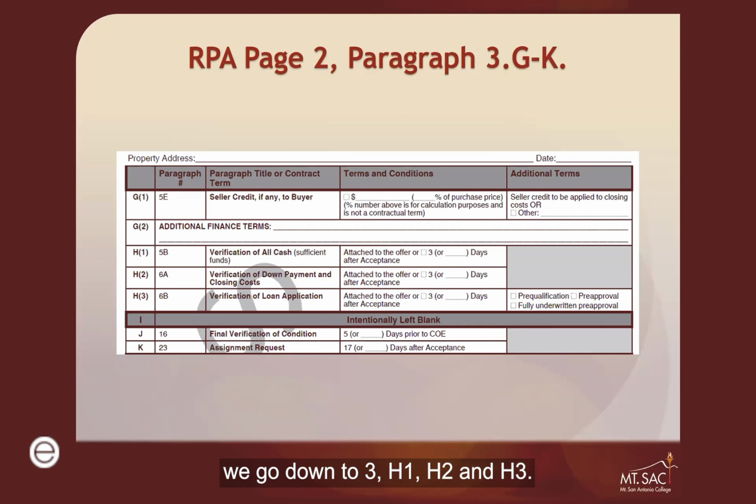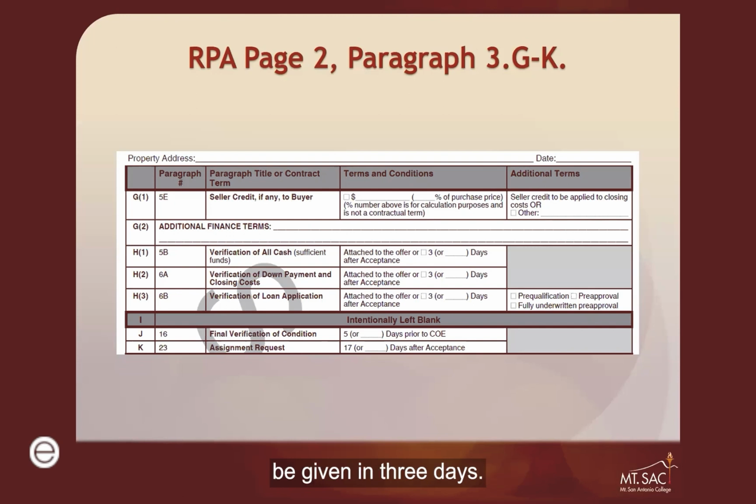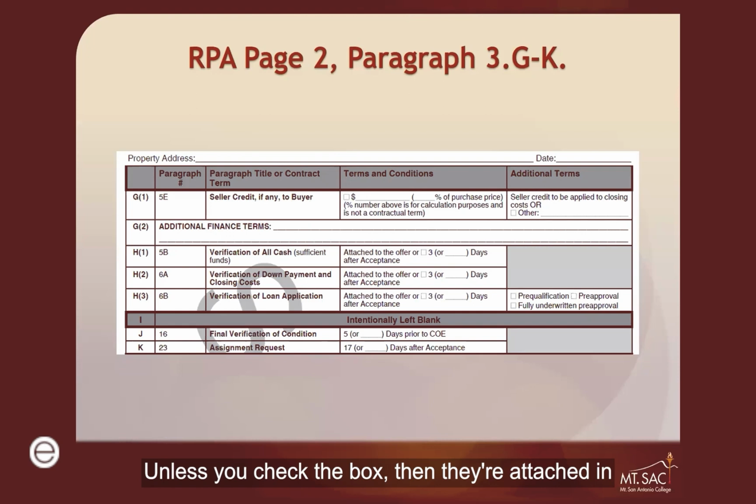And then we go down to H1, H2, and H3. Got some changes here. So if you've got an all cash offer, proof of that money must be attached to this offer. In the current version, it is to be included, and if you check the box, you have 3 days to do that. The change is H2 and H3, verification of down payment and closing costs and verification of loan application, those are also going to be attached to this offer. In the current version, they're to be given in 3 days, unless you check the box, then they're attached.